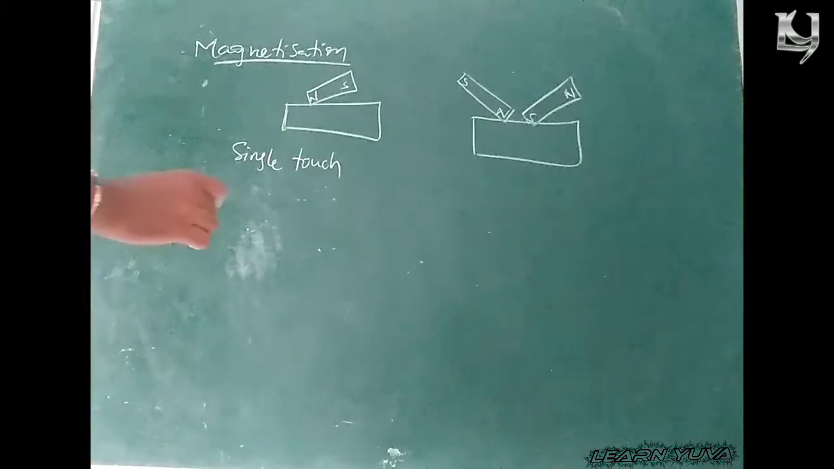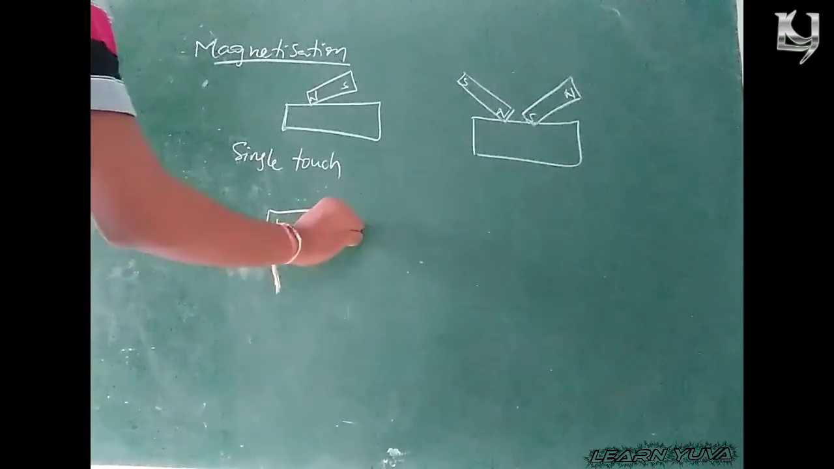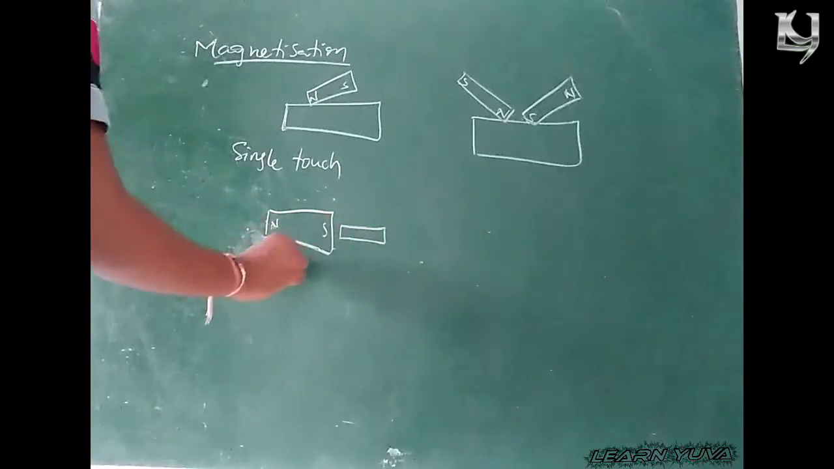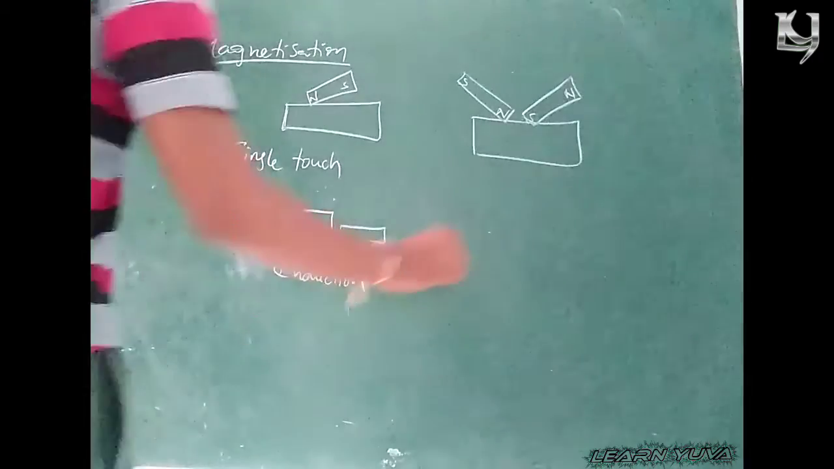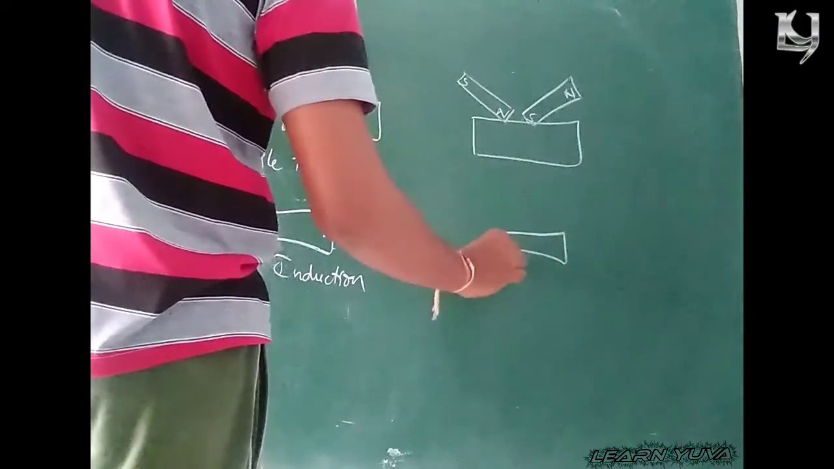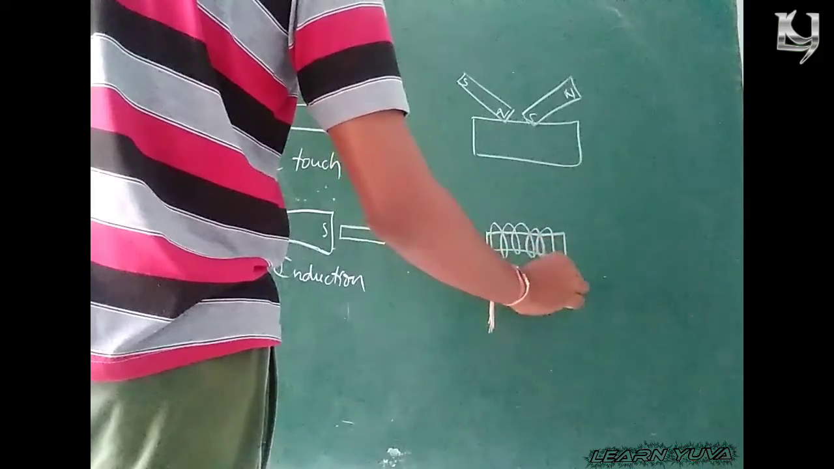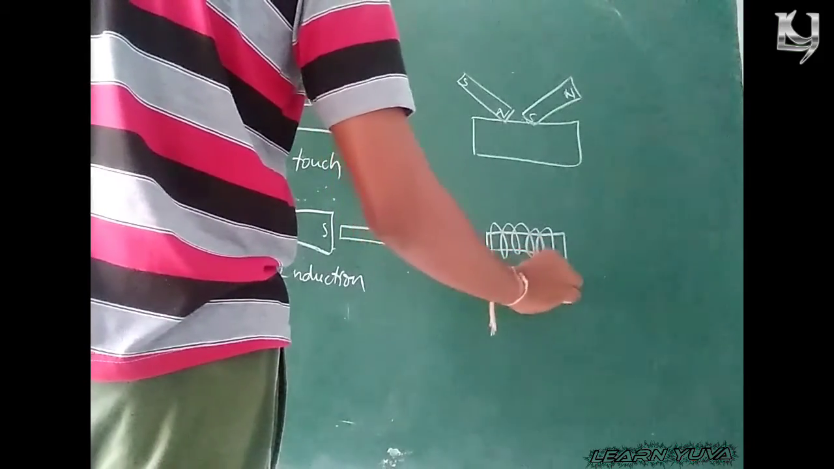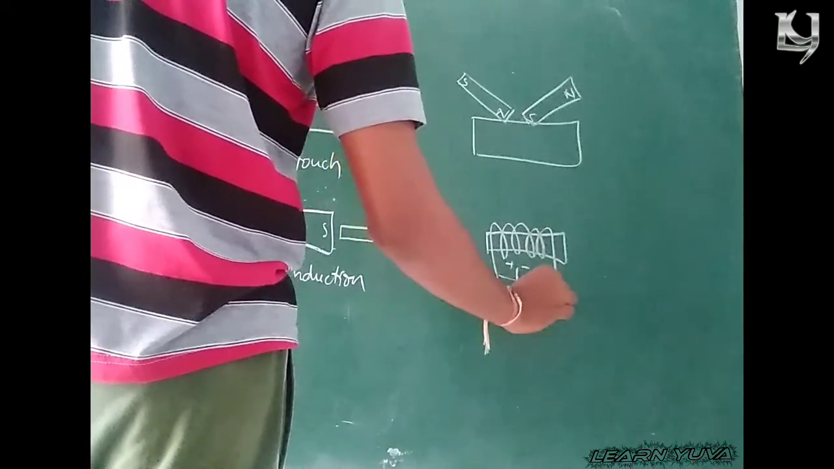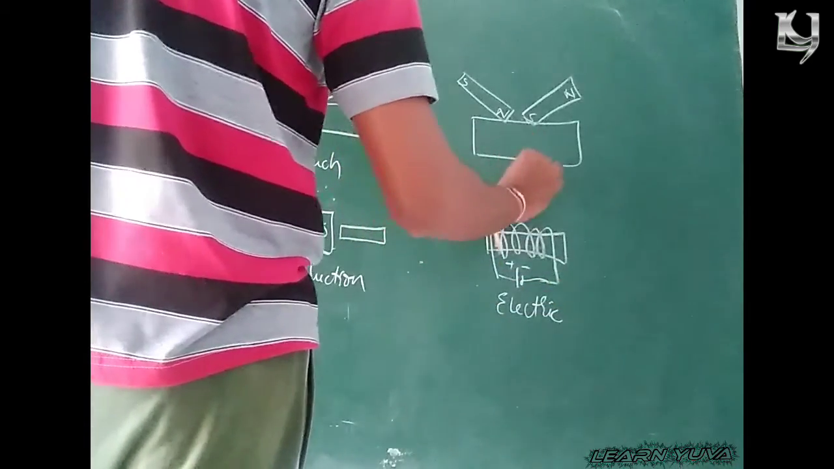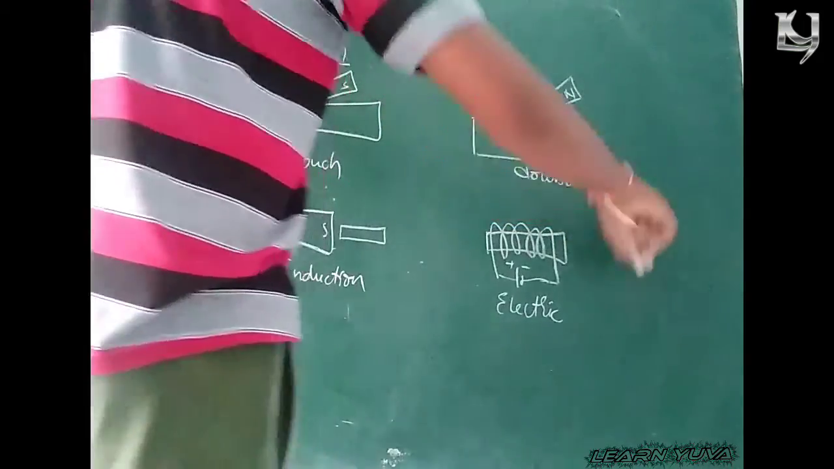Okay, induction method, and electric method. In these ways, you can make a bar magnet into a magnet.